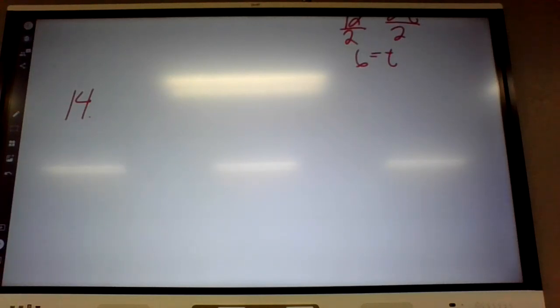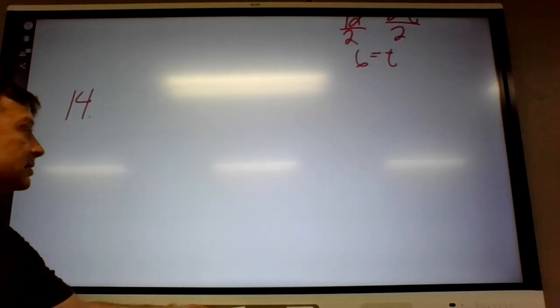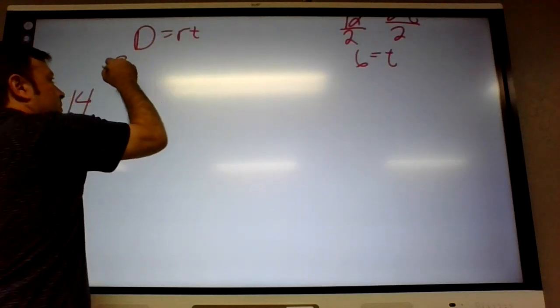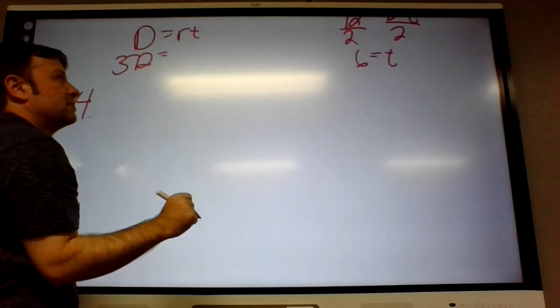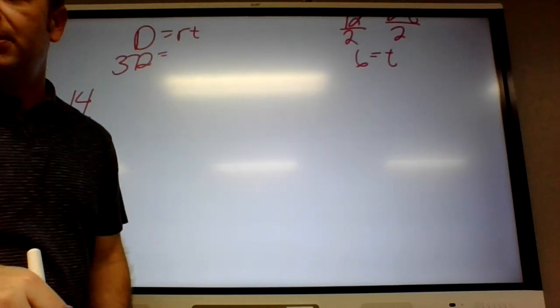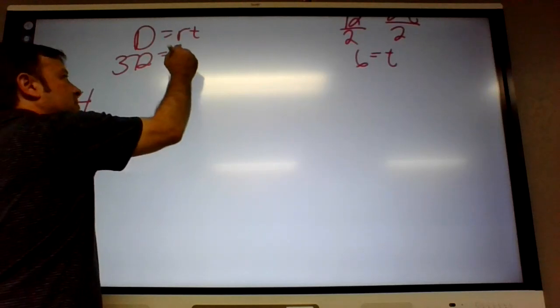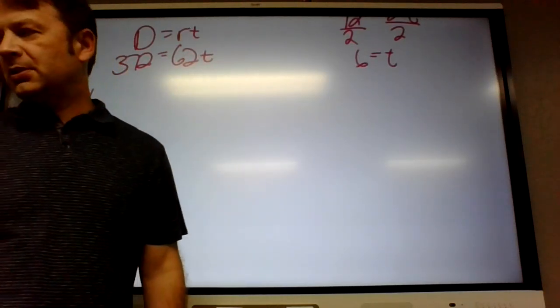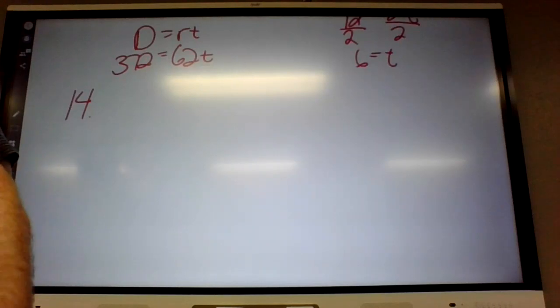372 is the distance. So that means it should be over here by itself. And 62 is the speed. So it should set up like that. 62 miles an hour is the rate.